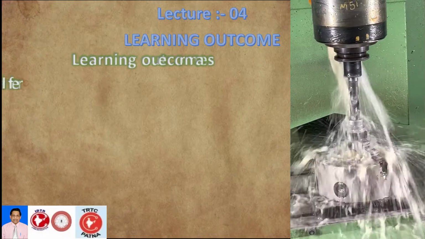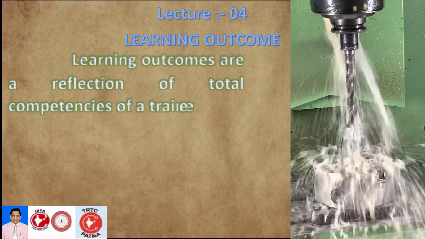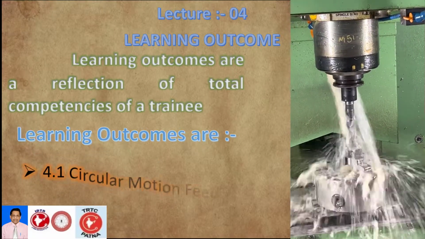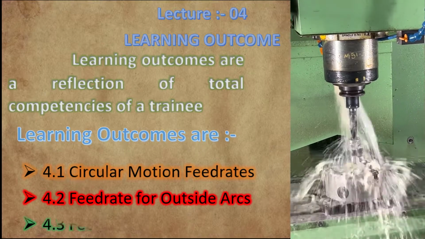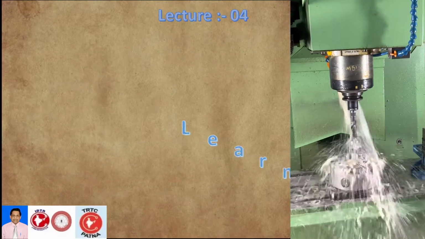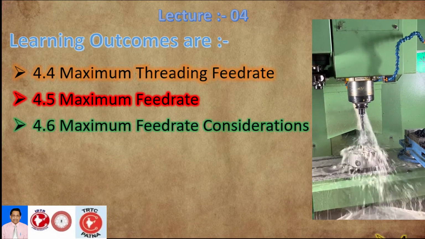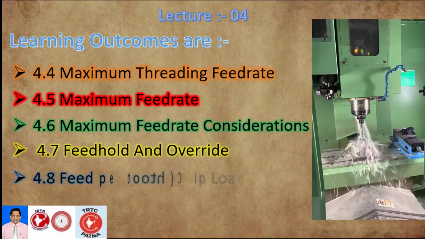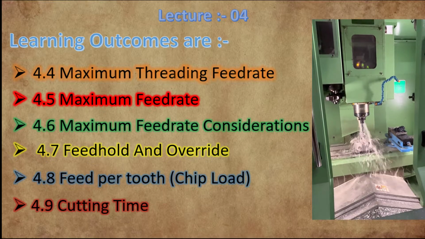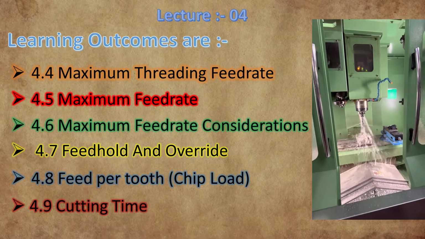Hello everyone. Today I am going to deliver the fourth lecture. The learning outcomes are circular motion feed rates, feed rate for outside arcs, feed rate for inside arcs, maximum threading feed rate, maximum feed rate considerations, feed hold and override, feed per tooth, chip load and cutting times.